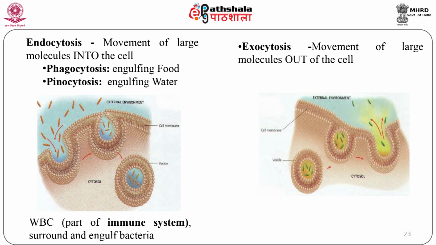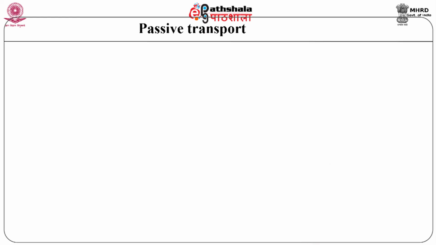Exocytosis. Movement of large molecules out of the cell is known as exocytosis. The molecule is surrounded by a bilayer vesicle, that is from the Golgi; the membrane absorbs the bilayer vesicle; and third, the large molecules are pushed out of the cell.